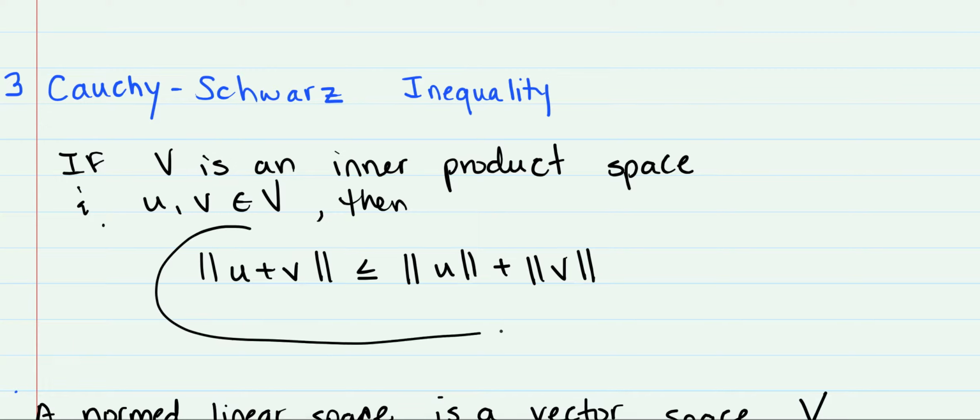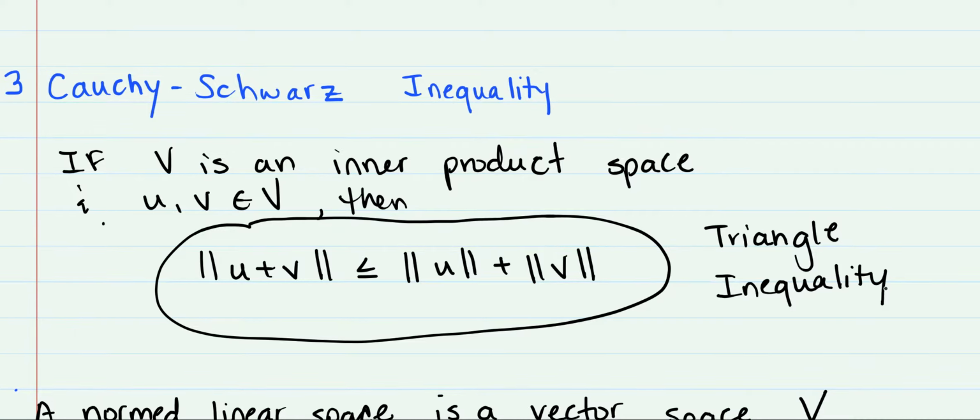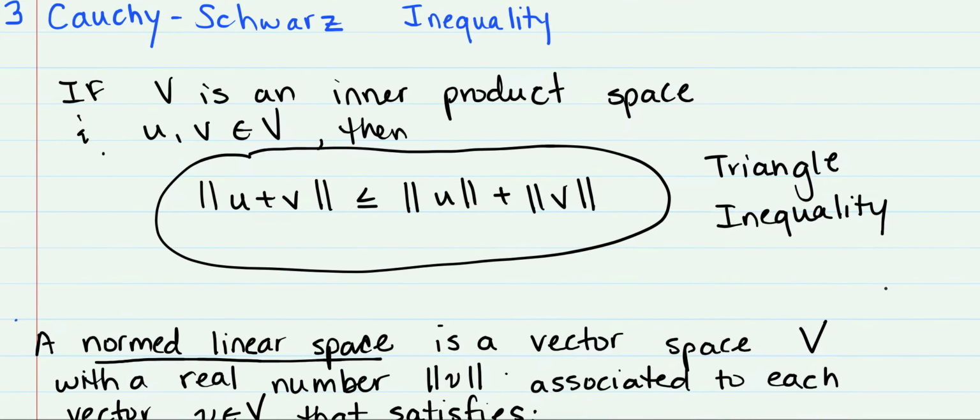And you've probably seen this one before. This is called the triangle inequality. And that's a nice property of an inner product space. Okay, let's move on.